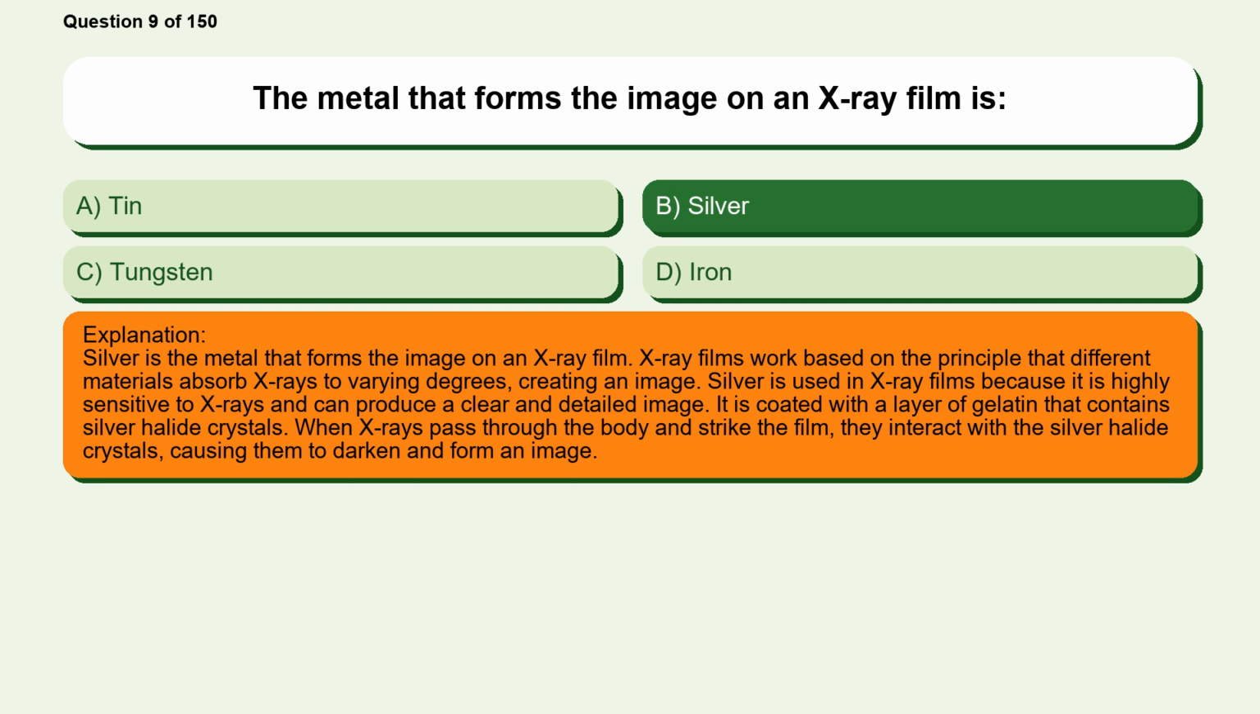X-ray films work based on the principle that different materials absorb X-rays to varying degrees, creating an image. Silver is used in X-ray films because it is highly sensitive to X-rays and can produce a clear and detailed image. It is coated with a layer of gelatin that contains silver halide crystals. When X-rays pass through the body and strike the film, they interact with the silver halide crystals, causing them to darken and form an image.